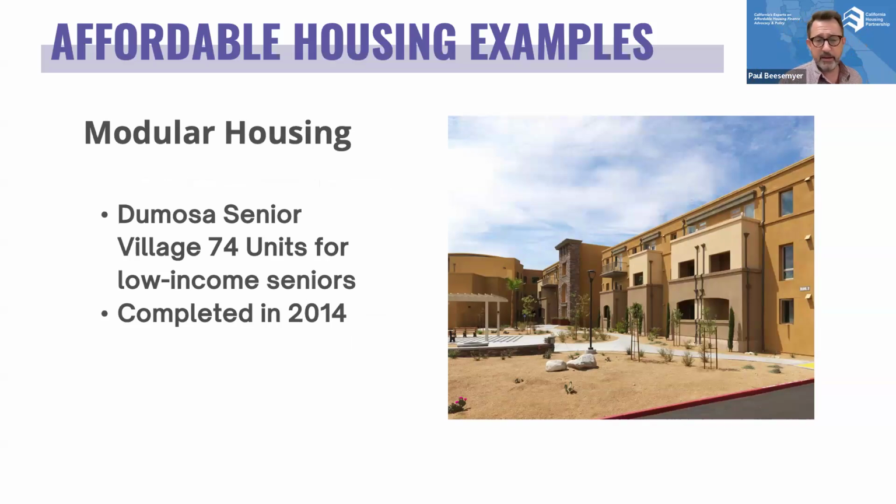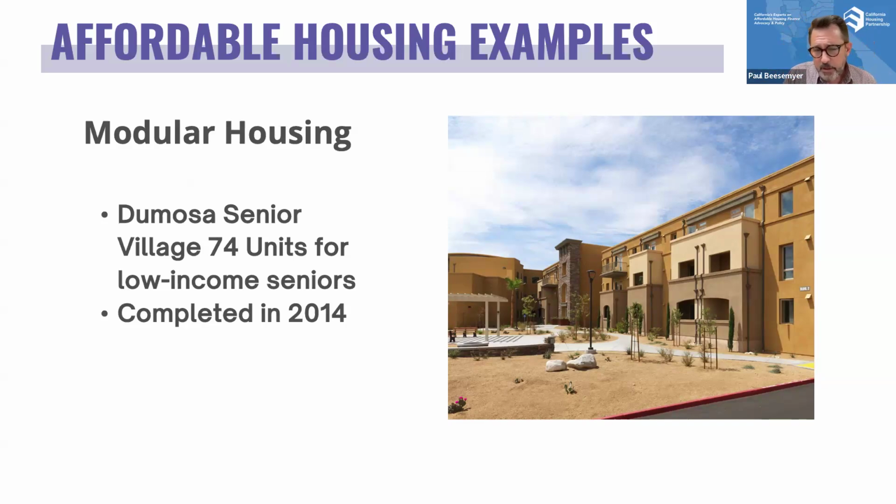Last example I want to give, and again, we're not following particularly hard categorical lines here, but I do want to acknowledge modular housing as a type of new construction that has been increasingly circulating in affordable housing policy spaces over the last several years, and we have been seeing more and more affordable housing built as modular. So this is one of National CORE's examples down in the desert. I forget which community it's in, but it's 74 units for low-income seniors completed about 10 years ago. So it's been a while.